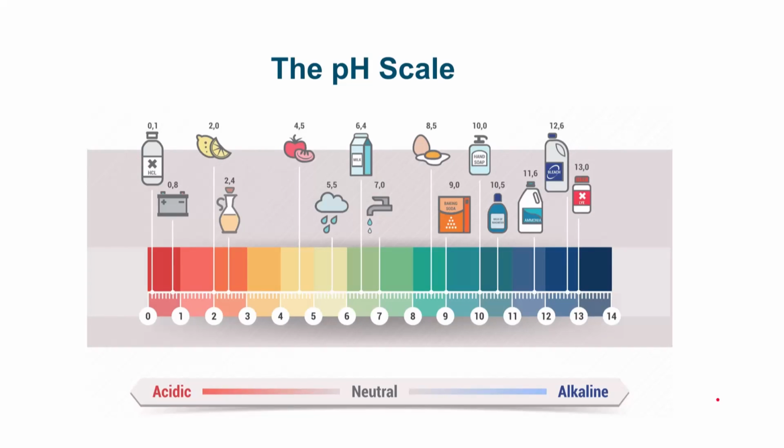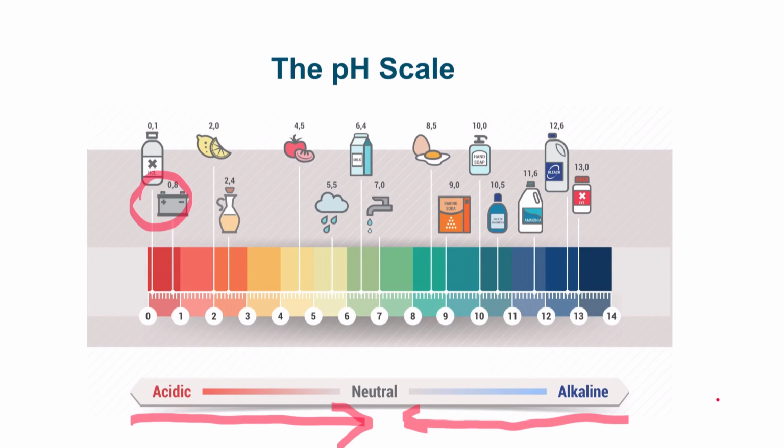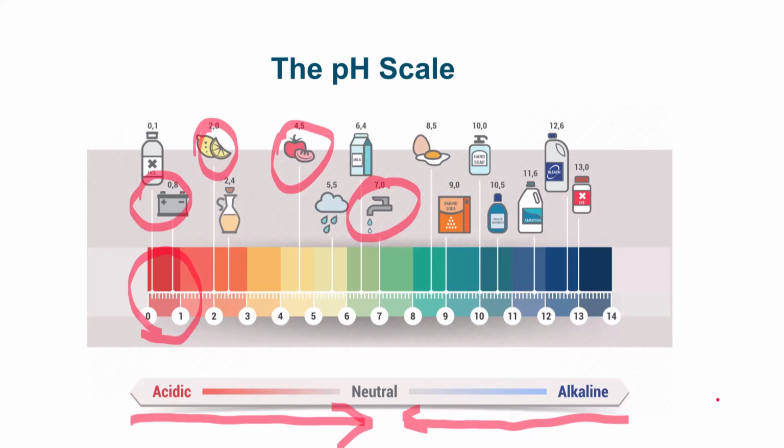Compounds or substances that we call buffers can bring the pH of a solution towards neutral, whether it is acidic or basic. And this is really interesting because this shows you that things like battery acid and stomach acid are also very acidic. So very acidic things are at the low end, pH of 1 or 2. Lemon juice has a pH of 2. Tomatoes are at 4.5. Water tends to be around 7, depending on where you live.